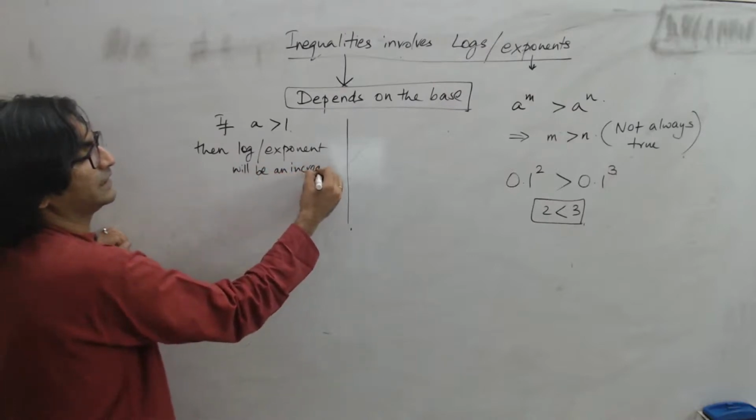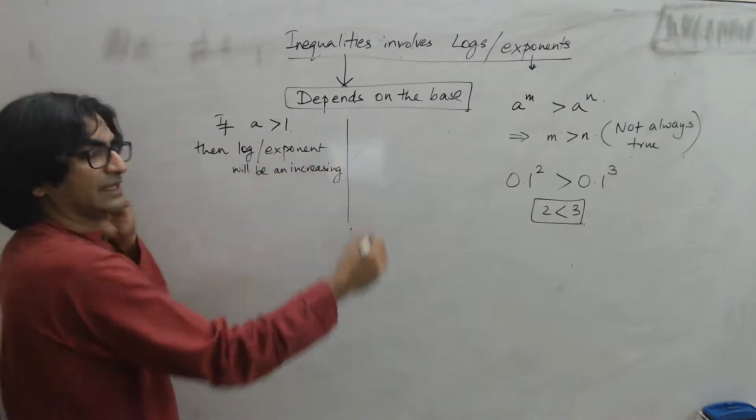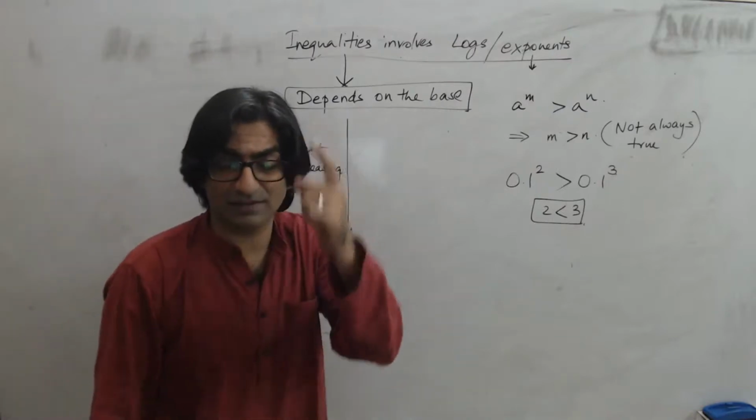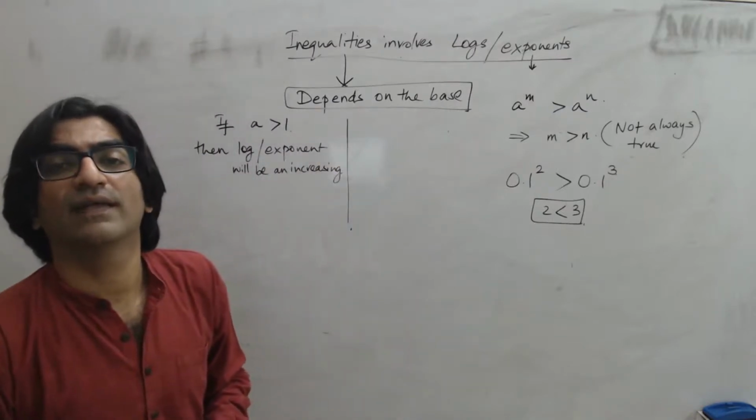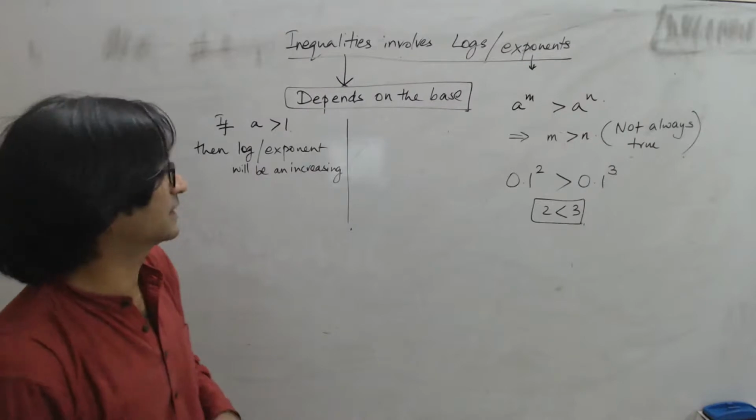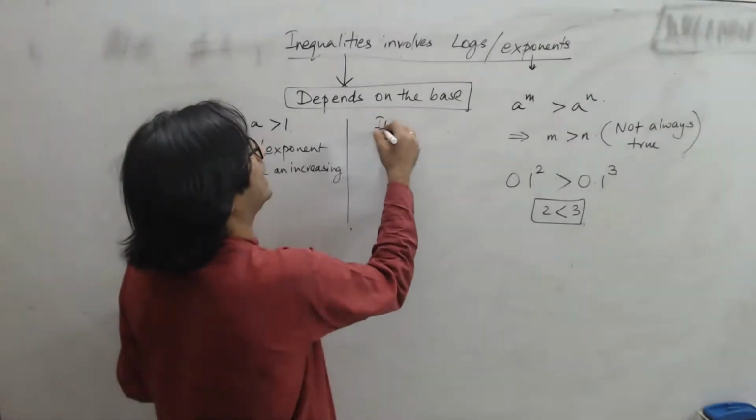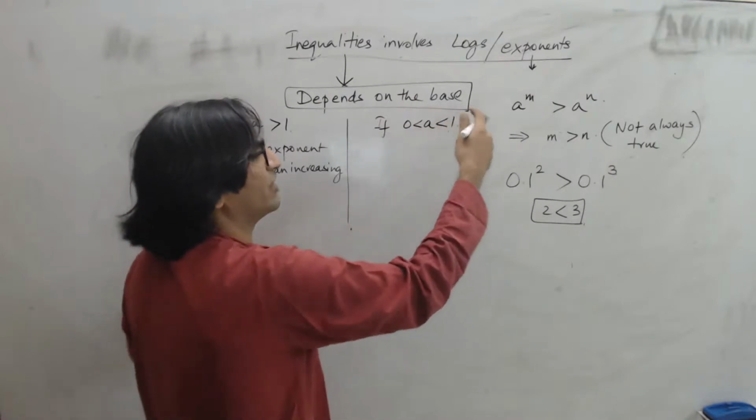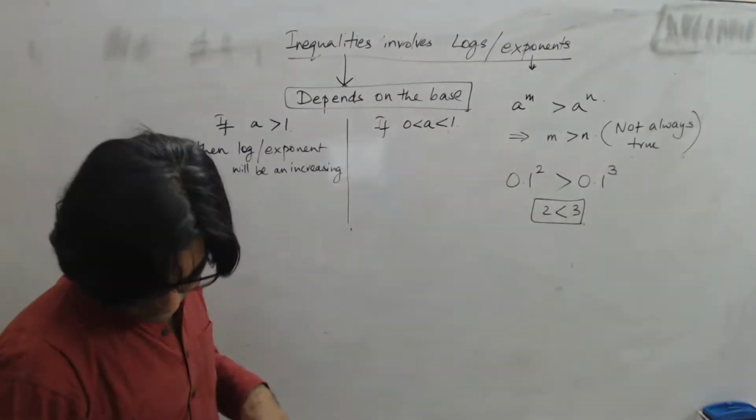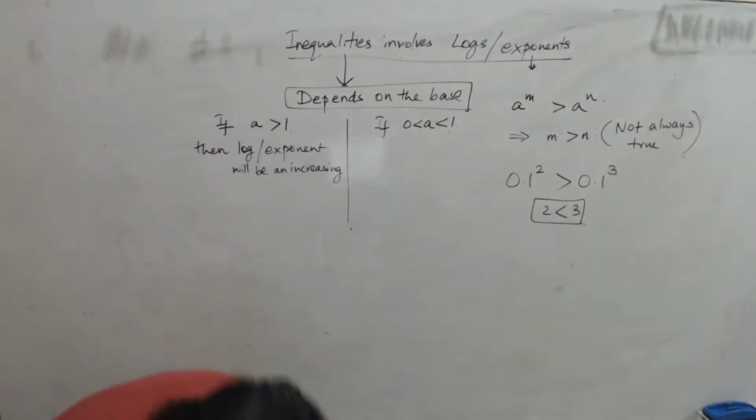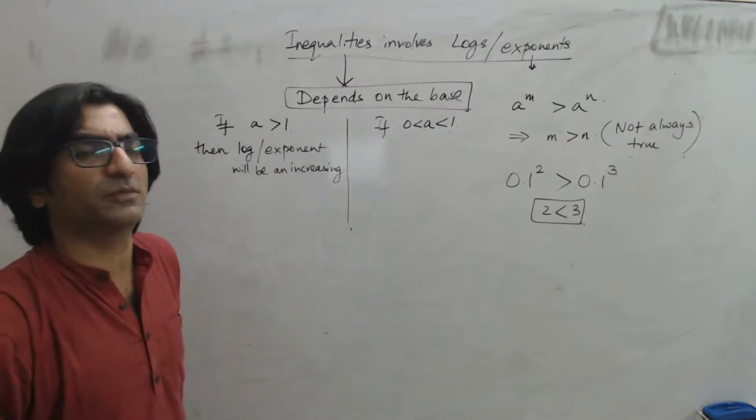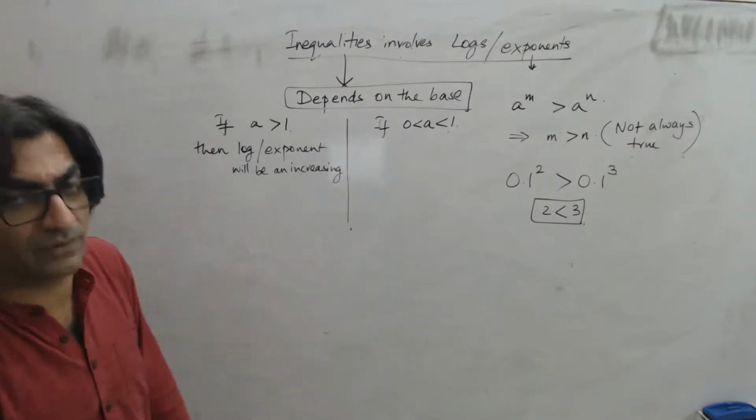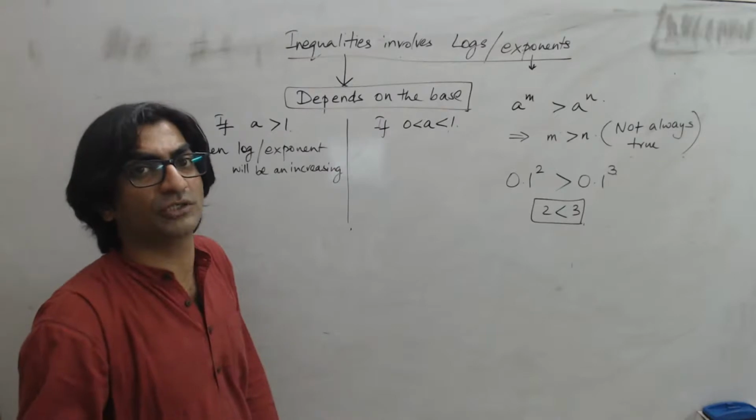What do I mean by increasing? Increasing means if you increase the value of x, then the value of y will also increase. On the other hand, if a is not greater than 1, if a lies between 0 and 1, base is never negative. Another thing you should keep in mind: when you're dealing with the logarithm or the exponential function, the base can never be negative. Base must always be positive.